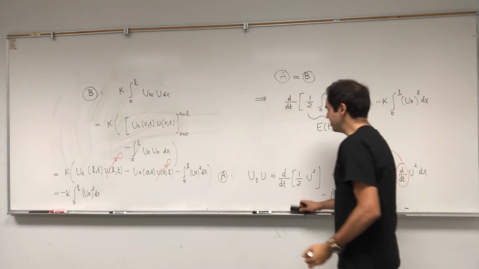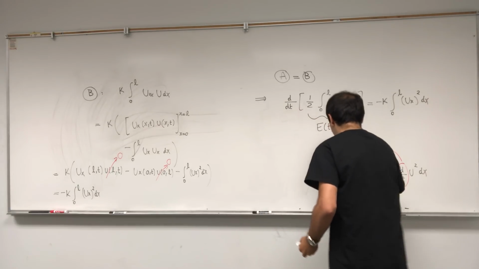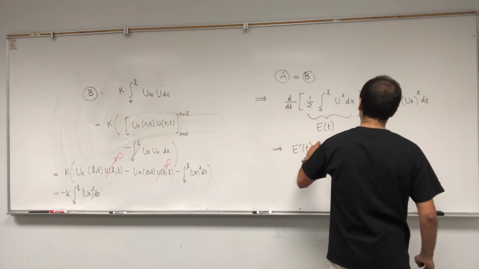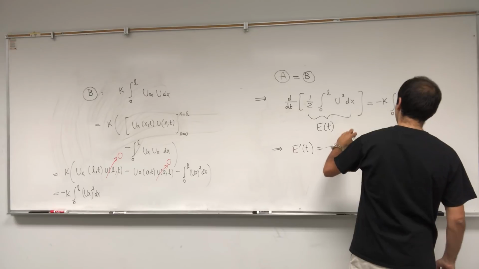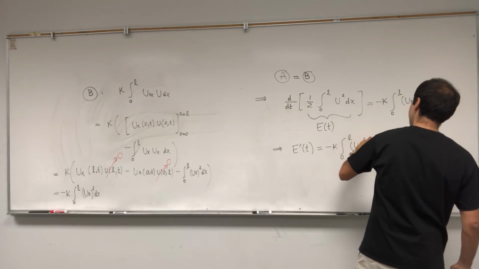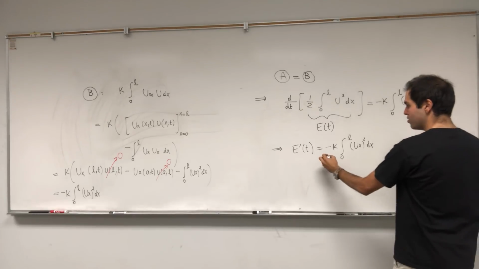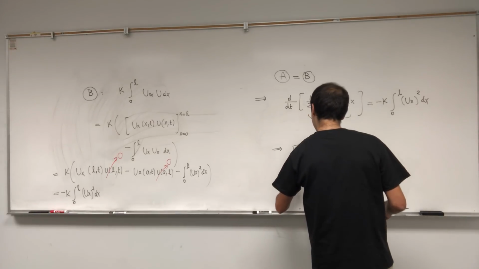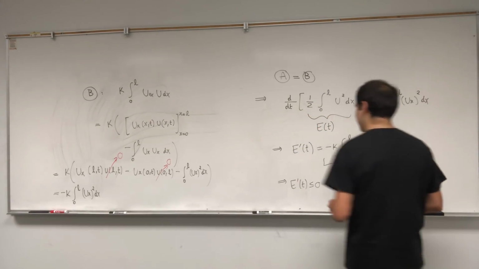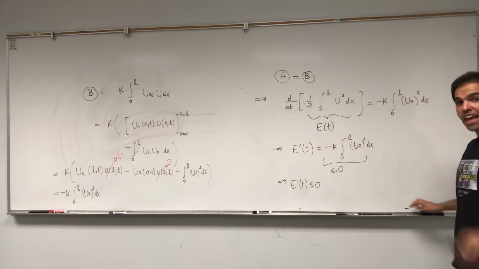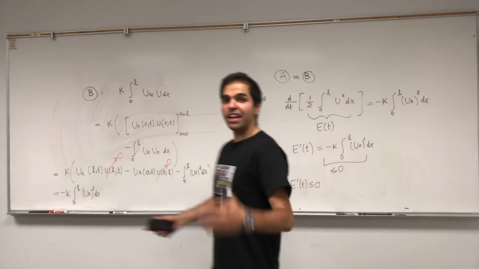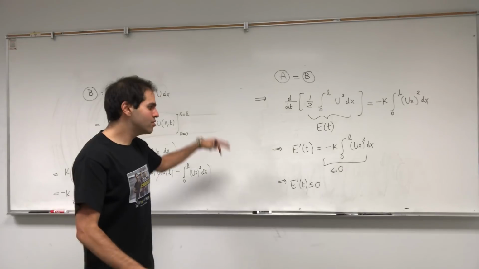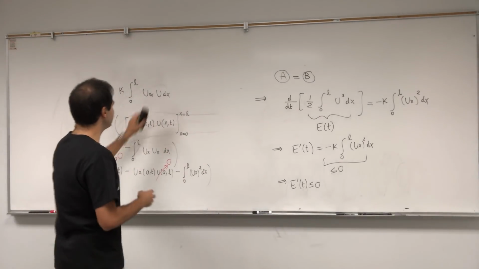Then what this is saying is that the derivative of E, so E prime of t, equals minus k integral from 0 to L of u_x squared dx. But look, what's the sign of this? This is less than or equal to 0. So this is telling you that E prime of t is less than or equal to 0. And in other words, the energy is decreasing, which kind of makes sense because you think of heat as being like diffusing or decaying. So over time, the energy should be decreasing.